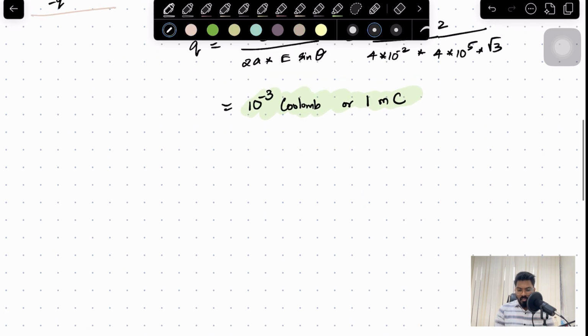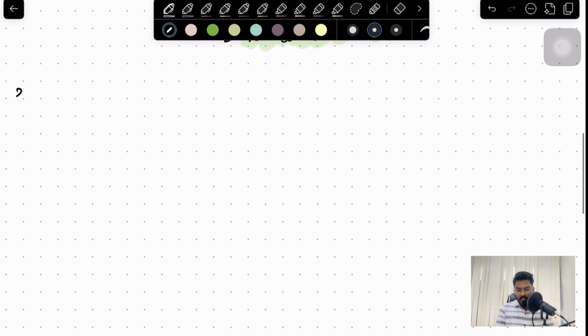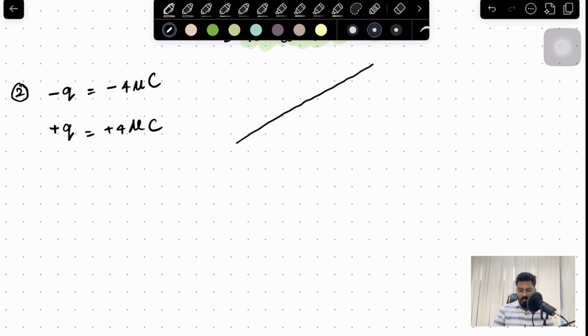Let's go to the next question. So we again have a dipole here. The charges of the dipole, we know, will be a minus q and a plus q. So this is minus 4 microcoulomb, and this is plus 4 microcoulomb. This dipole has two endpoints. Imagine like this, it has a point A and a point B.